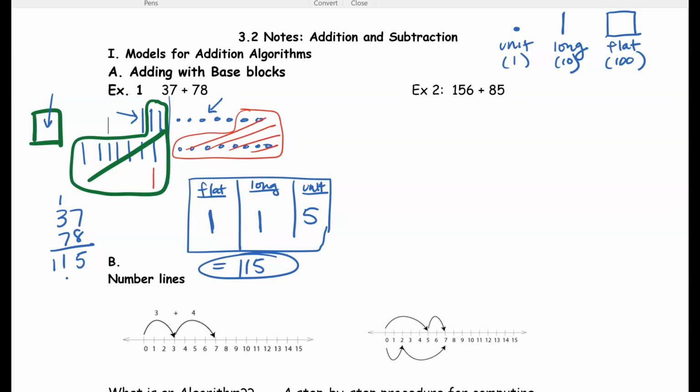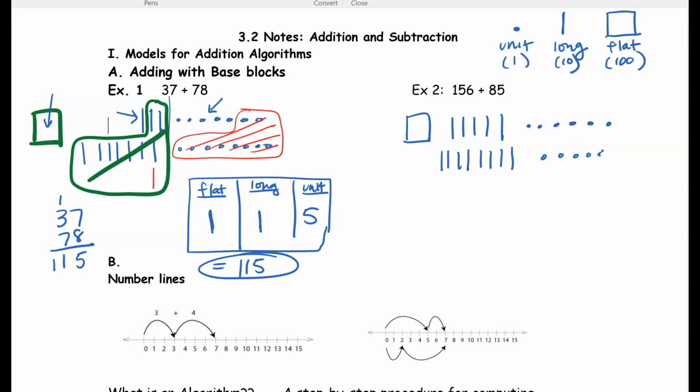So this would be a good place to pause the video and try it on your own. So I'm going to draw 156. So 100, 10, 20, 30, 40, 50, 2, 3, 4, 5, 6. So 156 and then 85. 1, 2, 3, 4, 5, 6, 7, 8. 1, 2, 3, 4, 5.